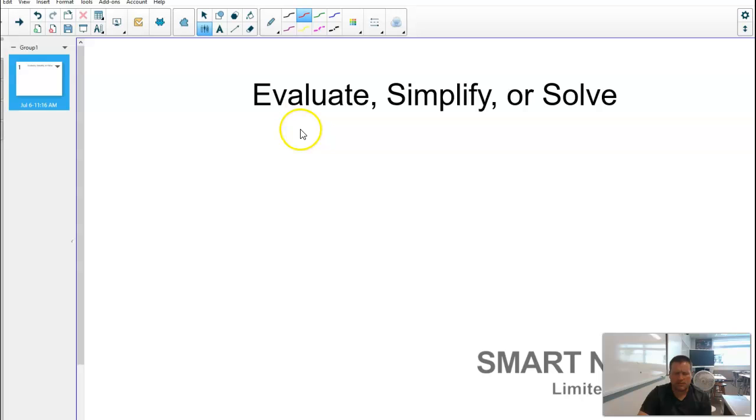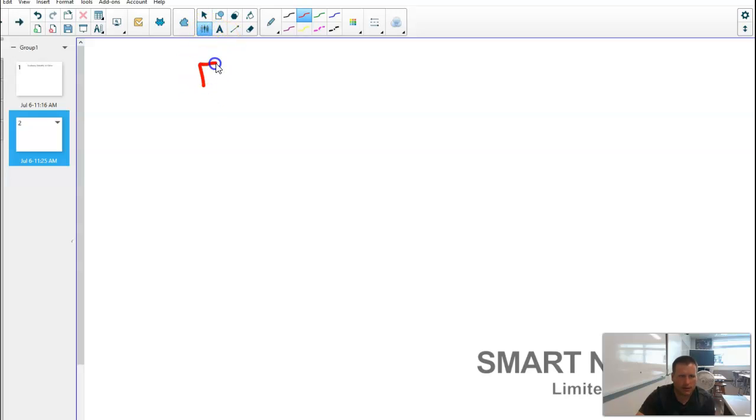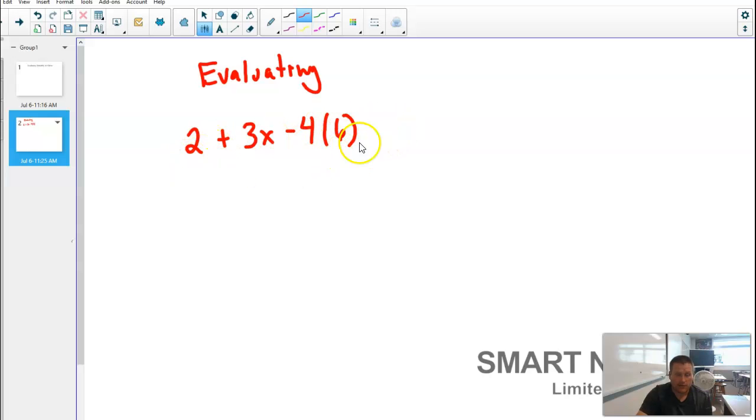So when you see directions that say, hey, evaluate the following, what does that really mean? Or simplify the following, what does that mean? Or solve. Let's just start with evaluating here. When we evaluate something, we always start with an expression. An expression is a bunch of numbers and variables with no equal sign. So let's just say we had 2 plus 3x minus 4 times 6. And this is an expression.